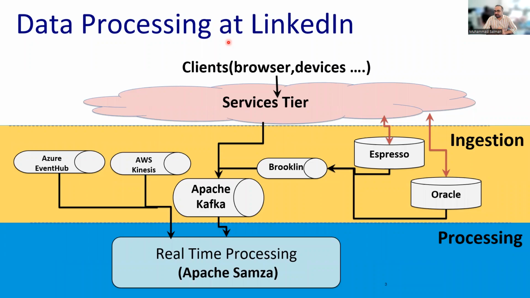How is the data processed at LinkedIn? Because this paper is related to LinkedIn, they have only considered LinkedIn examples. If you see, there are three layers: the service layer, the ingestion layer, and the processing layer. The service layer is composed of the websites and the mobile applications, where the client interaction generates two main types of data that need to be processed.